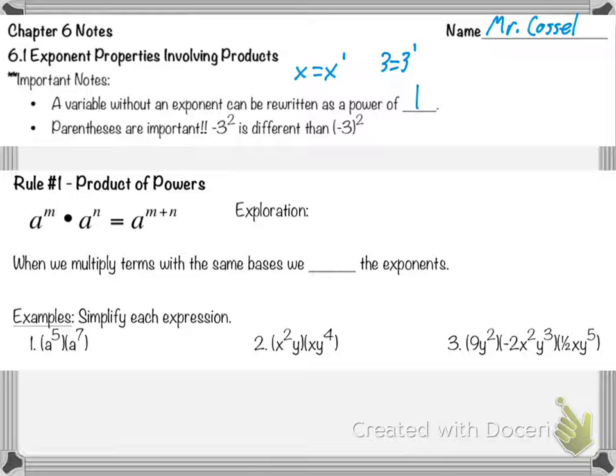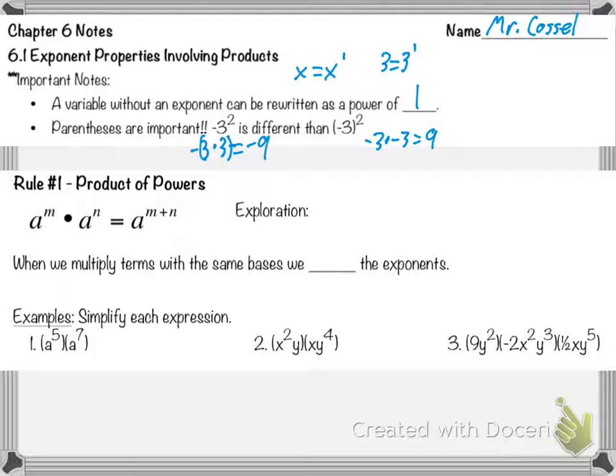And then the parentheses are important. We talked about that during our warm-up today. Negative 3 squared is different than negative 3 all being squared. This one ends up being negative 1 times 3 times 3, so this one ends up being negative 9. And this one ends up being negative 3 times negative 3, which is positive 9. So this all just depends on where that parenthesis is, on where that negative is too and where the exponent is. So the positioning of it.